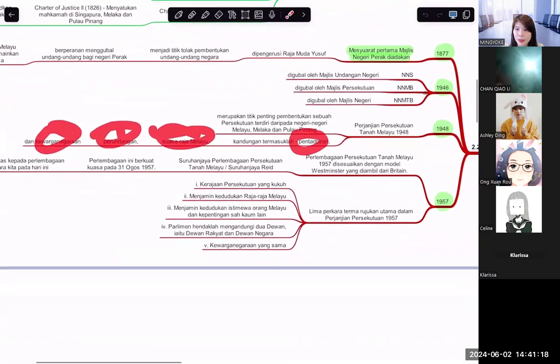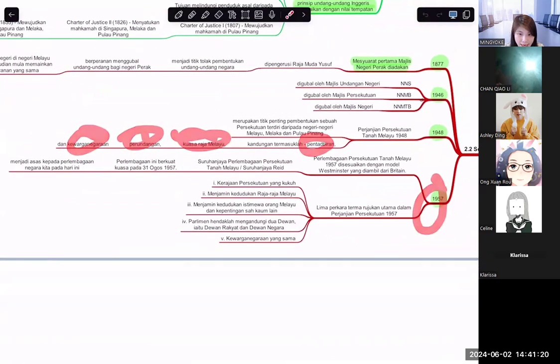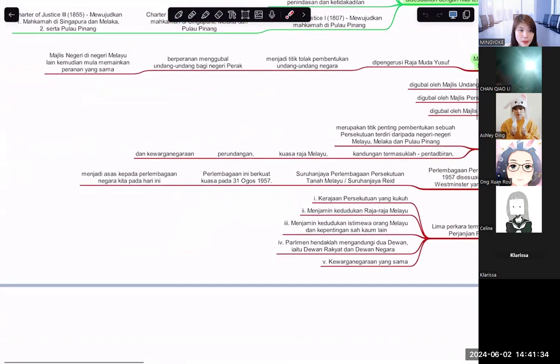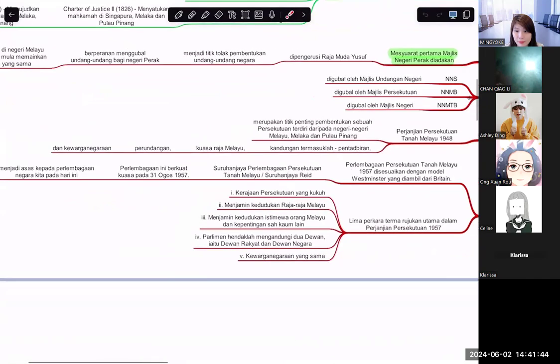When it comes to 1957 instead, based on Suruhanjaya Reid, remember Suruhanjaya Reid created the federal constitution according to the Westminster Model from England, Britain. This became the basic constitution for our country today, and it was executed on 31st August 1957.